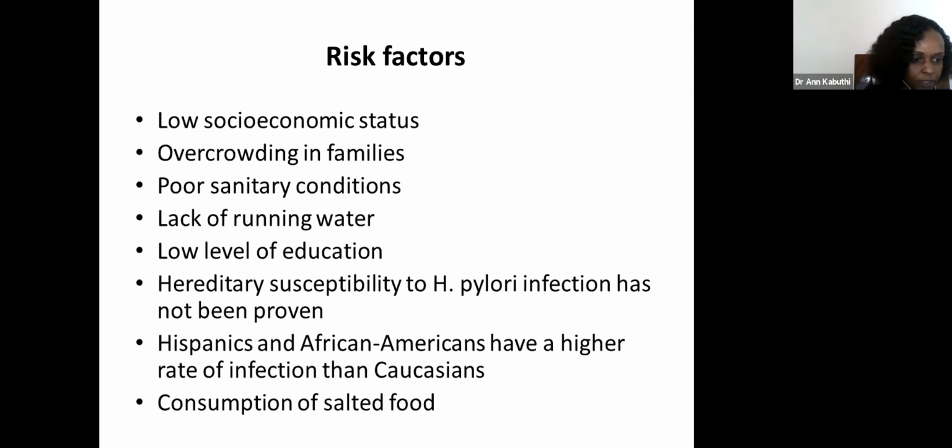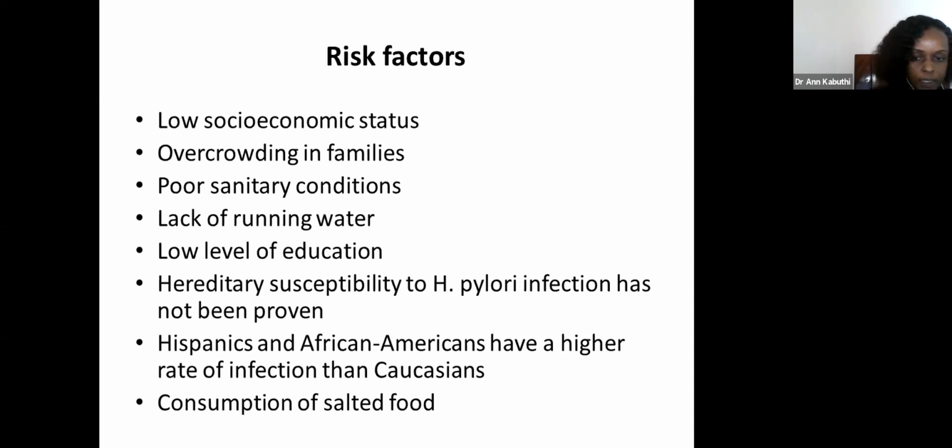a higher risk of acquiring H. pylori infection. There is no hereditary susceptibility to H. pylori that has so far been proven. And as we said earlier, Hispanics and the Black population have a higher rate of infection compared to the Caucasians. And this has partly been attributed to a low socioeconomic status.